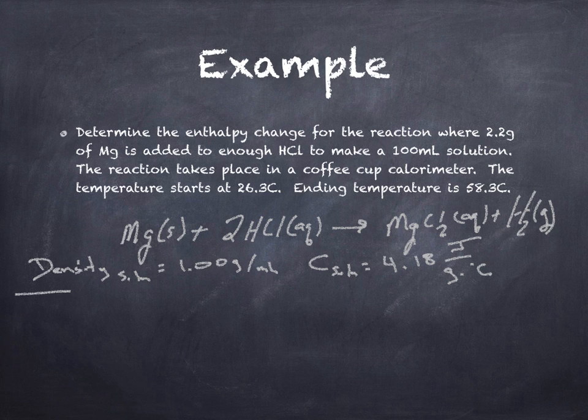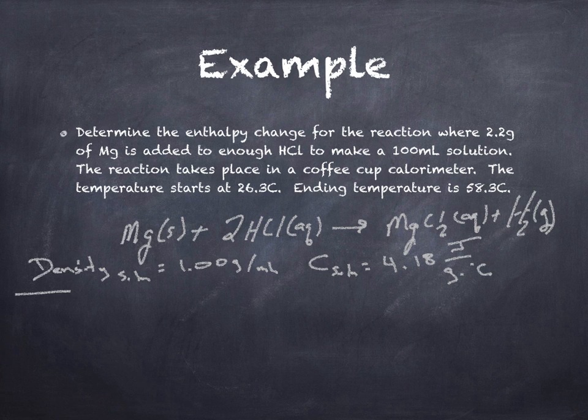All right. So here we have an example. Determine the enthalpy change for the reaction where 2.2 grams of magnesium is added to enough HCl to make a 100 milliliter solution. The reaction takes place in a coffee cup calorimeter, and the temperature starts at 26.3 degrees and ends at 58.3 degrees. Then you're given a balanced equation and two other facts. In this case, it's given to you. Sometimes you may have to look it up from a table, but they're going to tell you that the density of this solution is 1 gram per milliliter, and the specific heat of this solution is 4.18 joules per gram per degree Celsius.